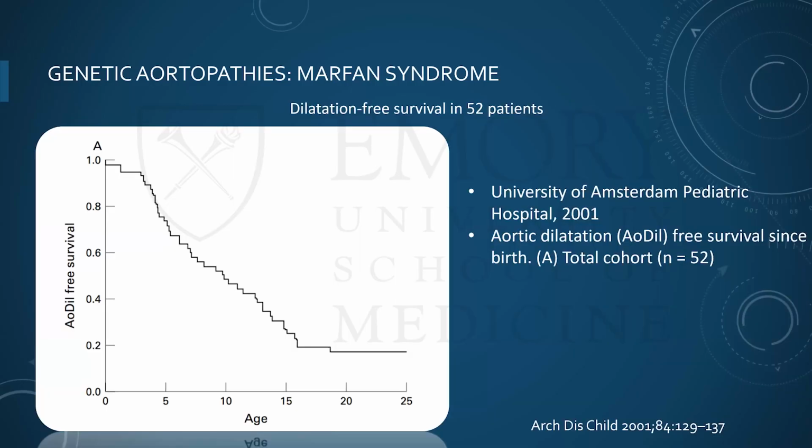I added this slide to highlight the prevalence. This is a study in 2001 done at the University of Amsterdam, and they took 52 patients diagnosed with Marfan's and followed them prospectively. They looked at aortic dilatation-free survival, and you can see that just by the age of 25, more than 80% of these patients have developed dilatation of the ascending aorta. It really highlights how penetrant that mutation is.